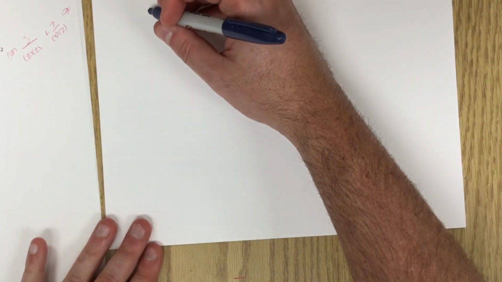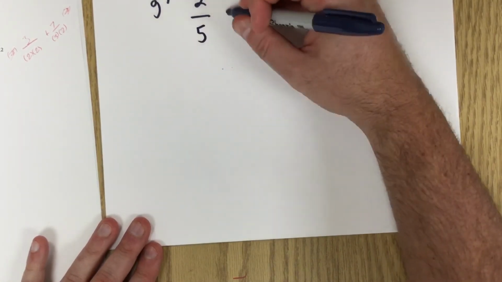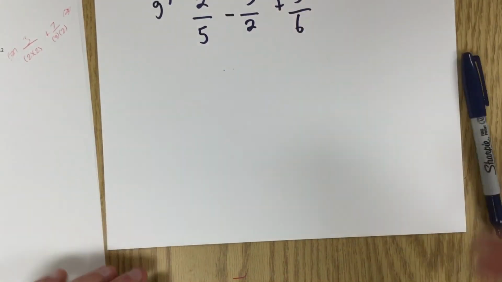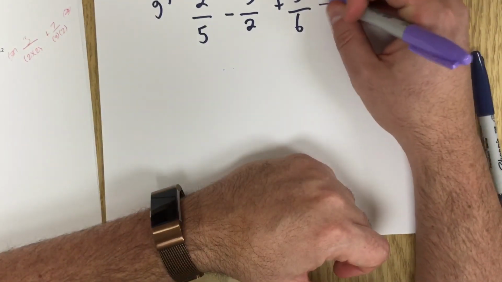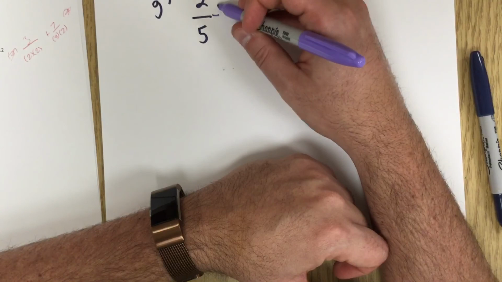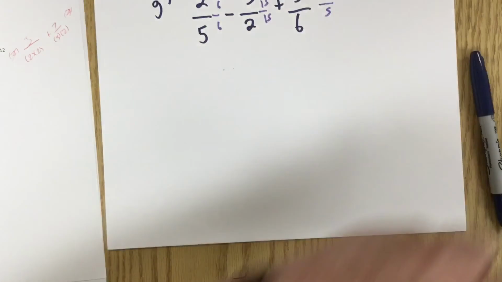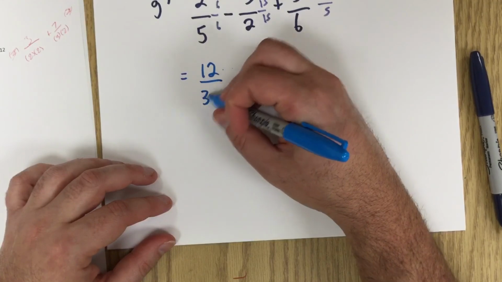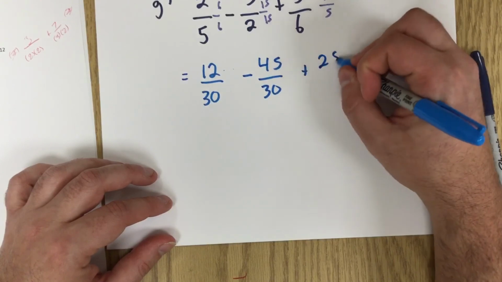So the last of the warm-ups, we are on G. 2/5 minus 3/2 plus 5/6. And the common denominator here is 30. I could tell that. So I'm going to multiply by 6 over 6, 15 over 15, and 5 over 5. There's probably some figuring out to do with that, but that's not the point of what I'm trying to show here. So I recognize I zipped through that a little. 12 over 30 minus 45 over 30 plus 25 over 30.